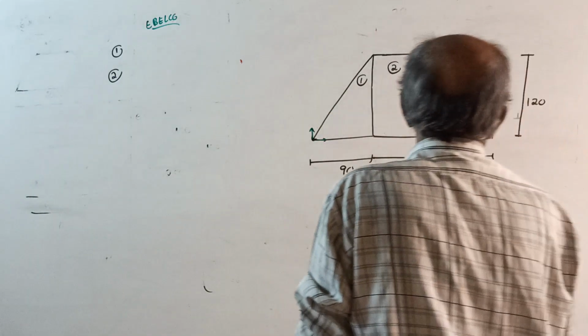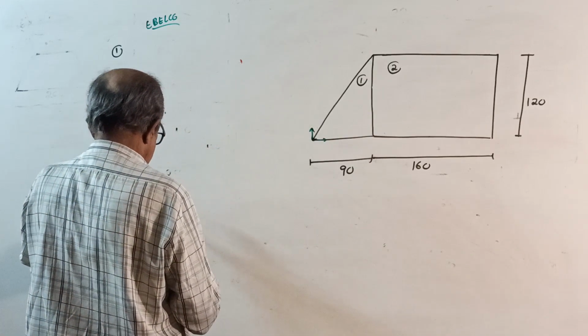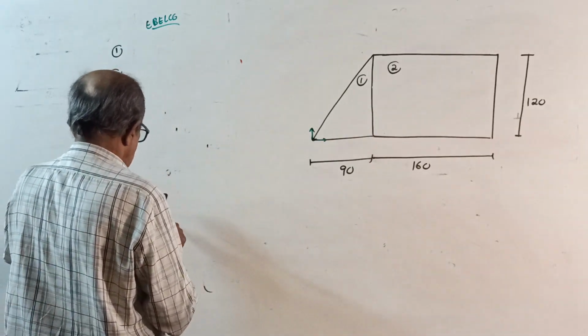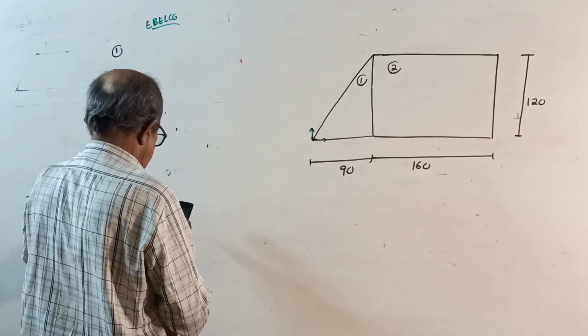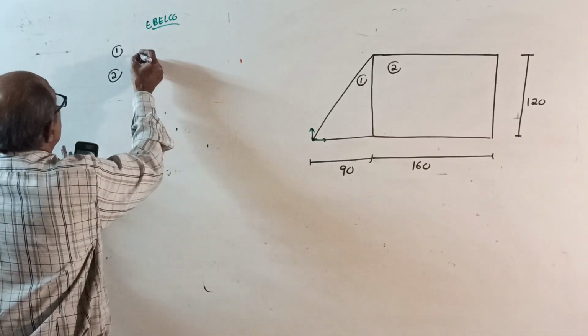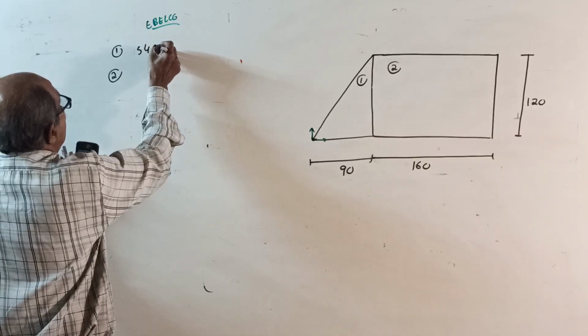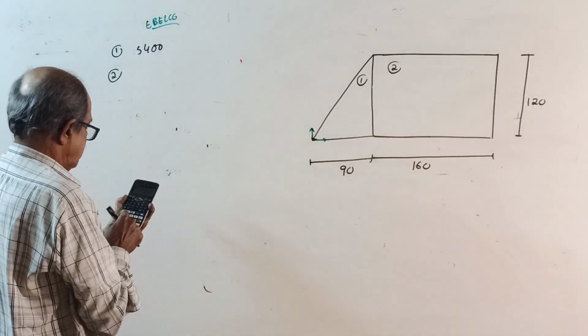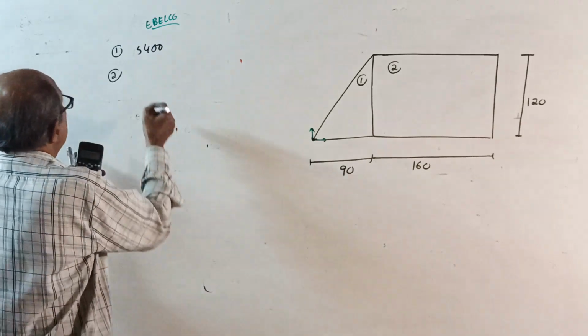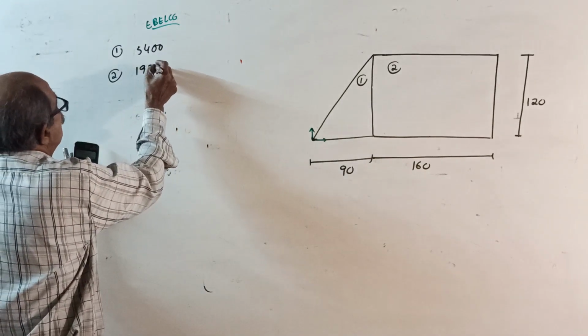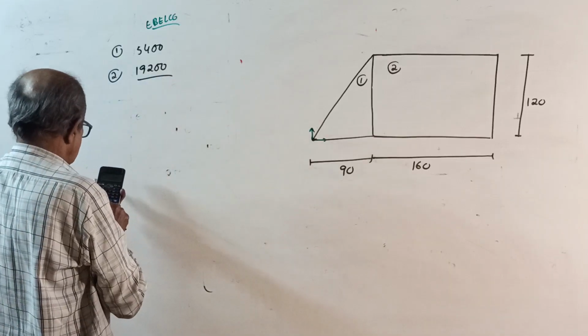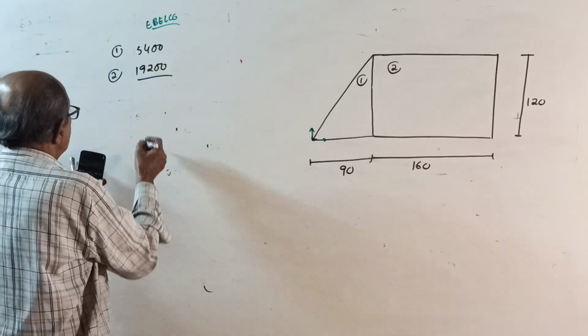Area of 1: 90 into 120 divided by 2, which gives 5400. Area of 2 is 160 into 120, which is 19200. The total area is 19200 plus 5400, which is 24600.